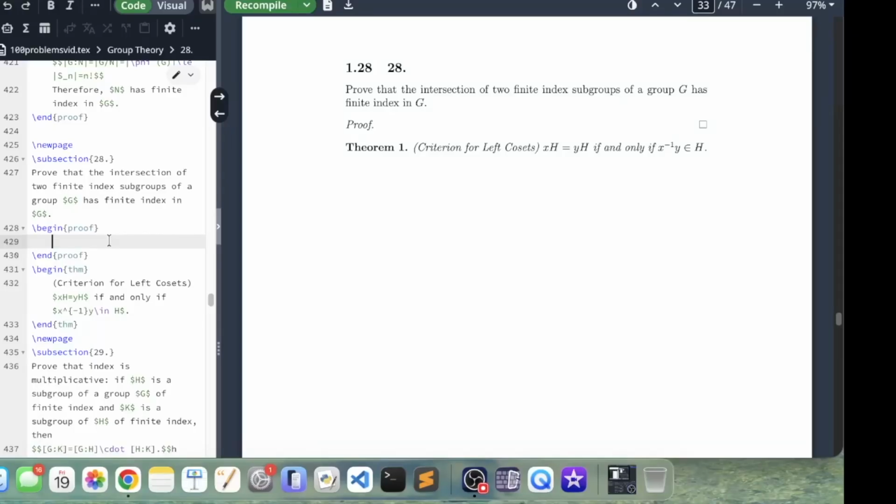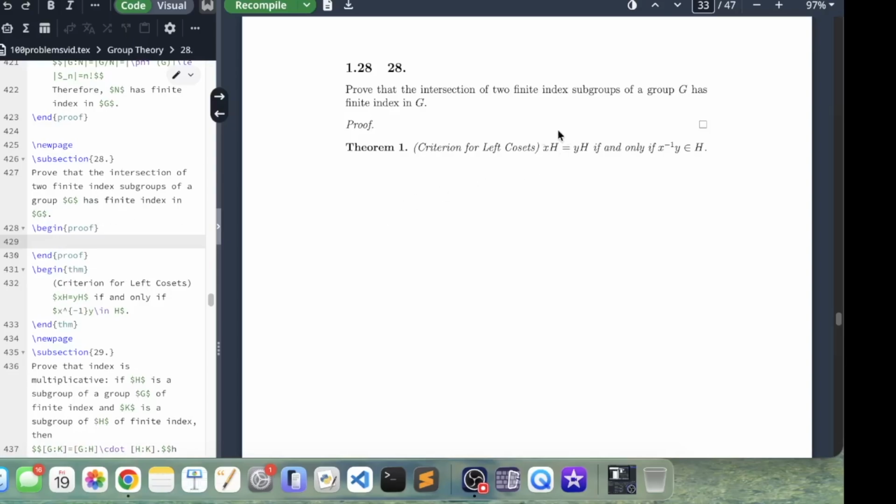Alright, problem 28 in group theory. Prove that the intersection of two finite index subgroups of a group G has finite index in G. And I'm going to be using this theorem below, the criterion for left cosets, which says that if you have two left cosets, they're equal if and only if the inverse of the first element times the other element is in that subgroup of your original group.